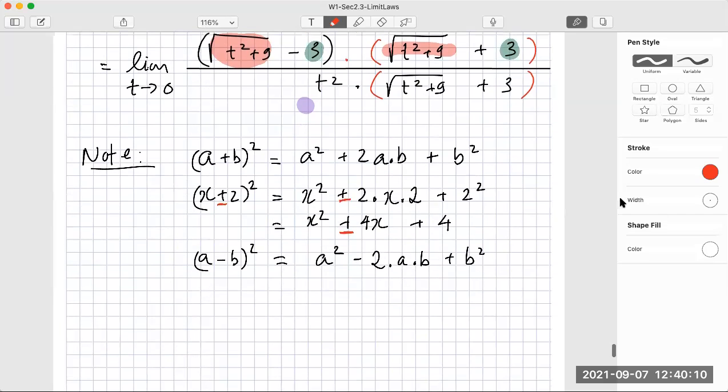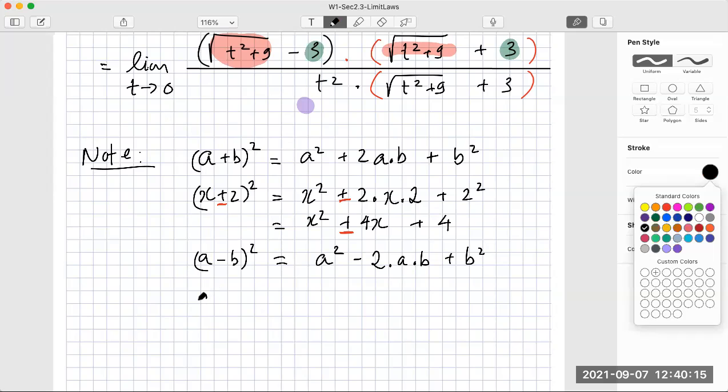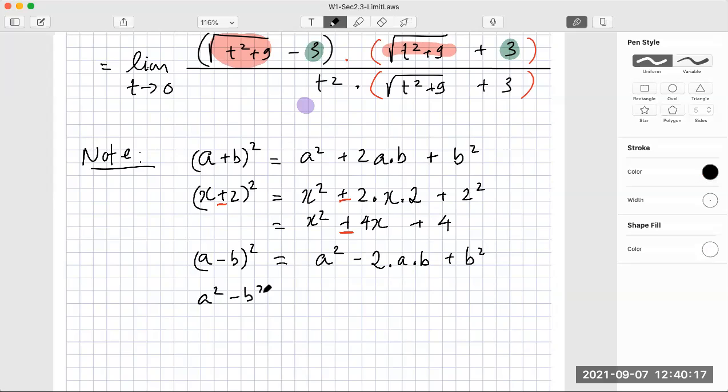And another formula, a squared minus b squared. It will be? Thank you. Good job. What is your name? I'm sorry. Emma. Thank you, Emma. Okay. Is it clear for everyone?